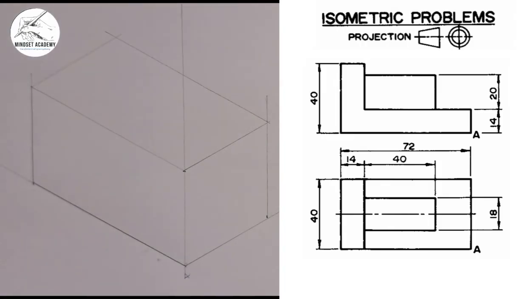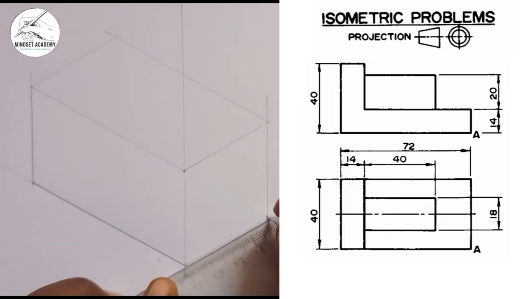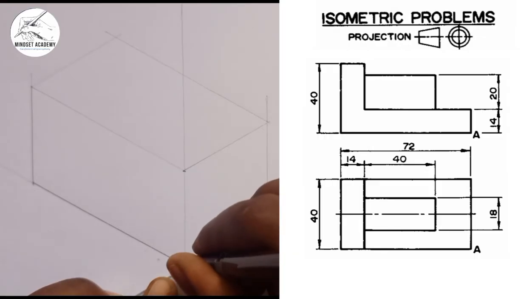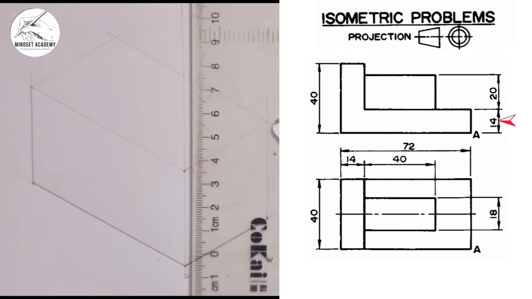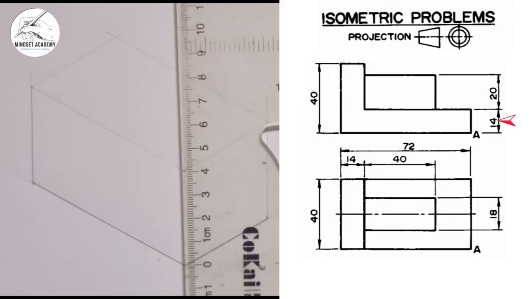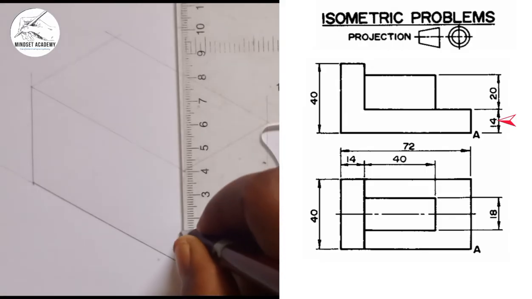Hope you can see that. And from here to here is from the plan. Look at it from the top. Are we good? Now I'll measure the thickness. This is point A, and from point A upward is 14. So I'm going to measure 14 upward from this point here. From 0, this is 14 here.